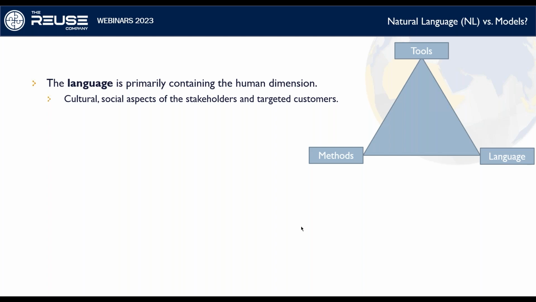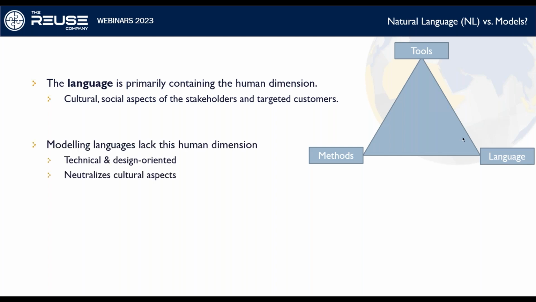So I'm developing a system that I will be introducing into a market. Depending on the market I'm introducing the system into, I will have some different aspects that I have to take into account, and those cultural, social aspects are usually not taken into account in models because we do want the modeling language to be universal. So we usually lack the human dimension in modeling languages.